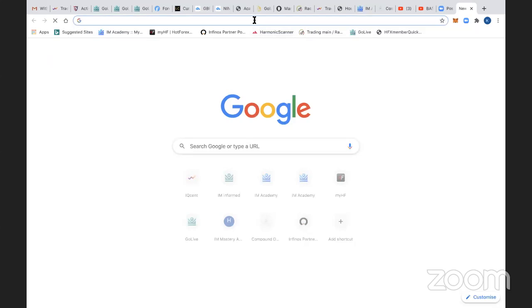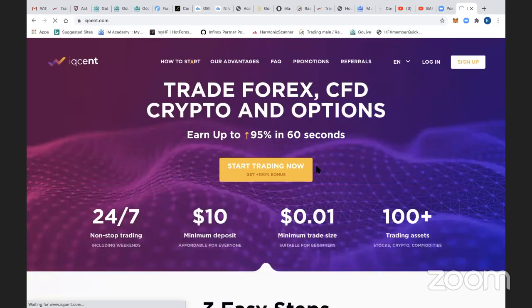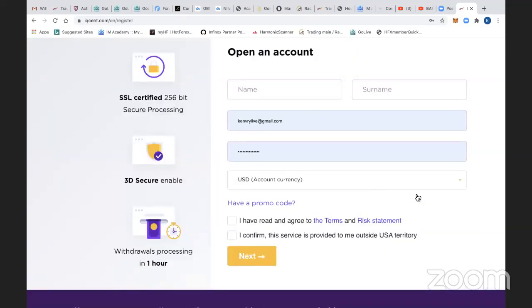You click sign up. If you're using a phone, it might be a little bit different based on the interface. But what you do is sign up with your name, username, email, password, and leave the currency on USD. You click on I have. When you do that, it takes you directly to the account.